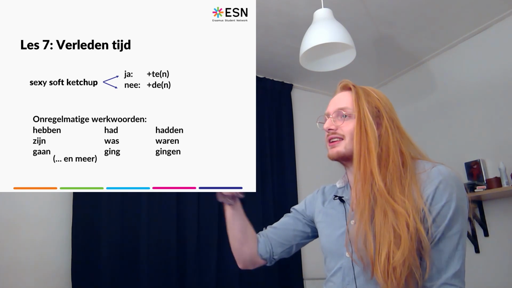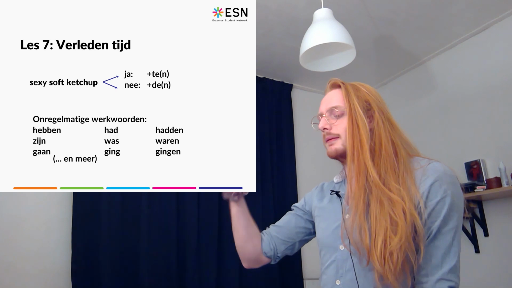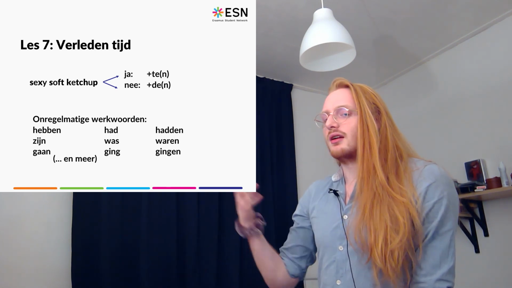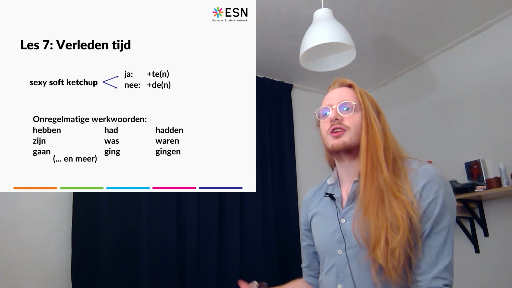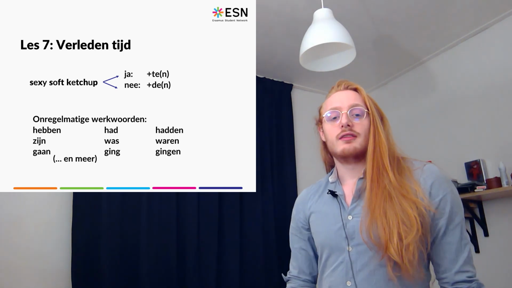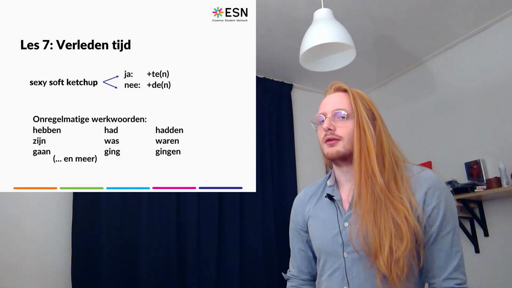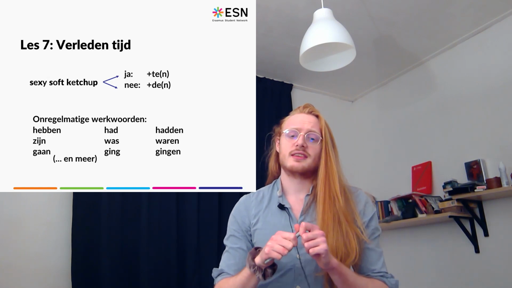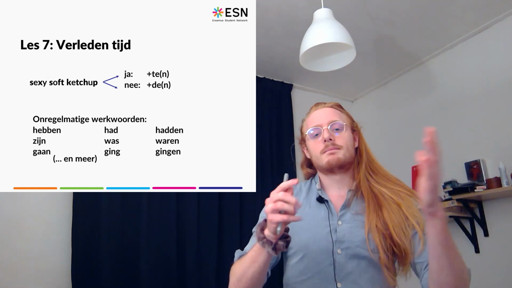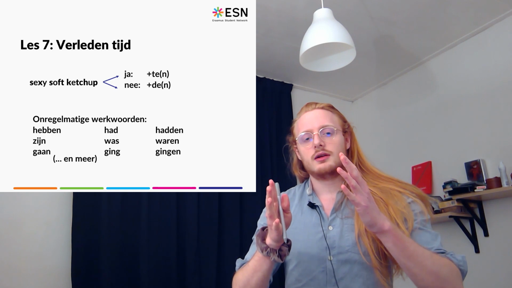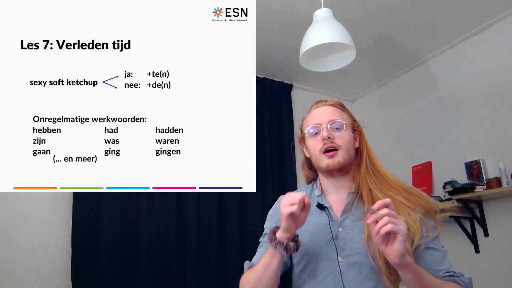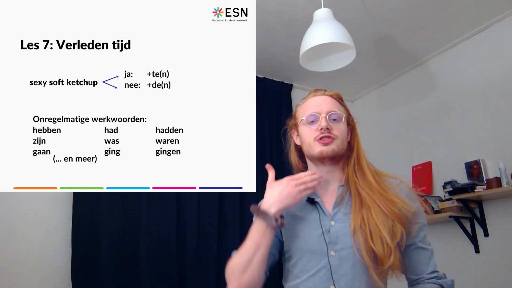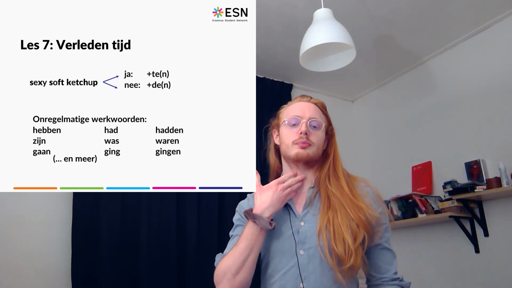So you add te. The past simple would be ik werkte, jij werkte, hij werkte, wij werkten, jullie werkten, zij werkten. If it is not in 't kofschip, you add de for the singular and den for the plural. The reason for this is that the consonants in 't kofschip are unvoiced consonants. Unvoiced consonants are consonants where you don't vibrate your voice box to pronounce them.